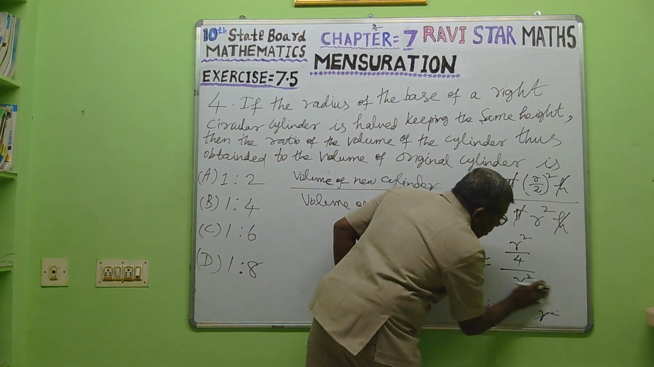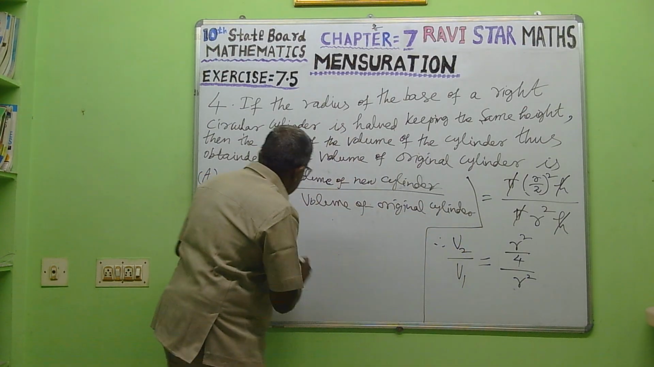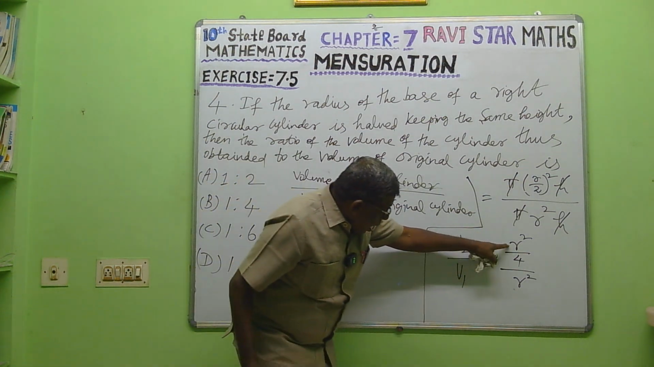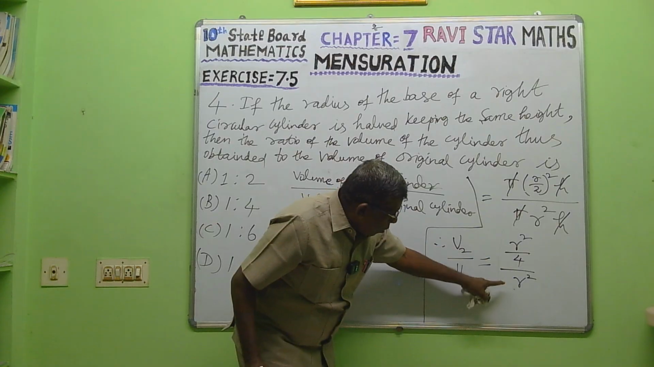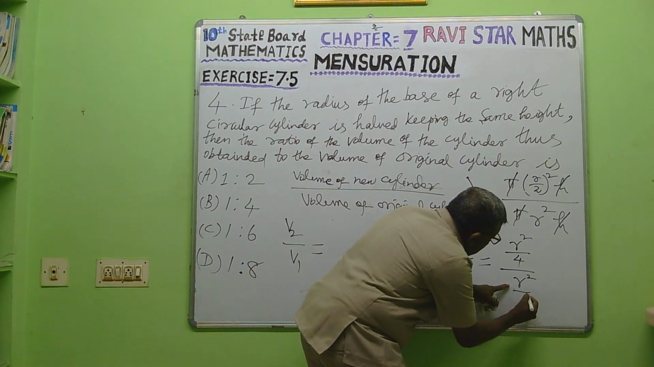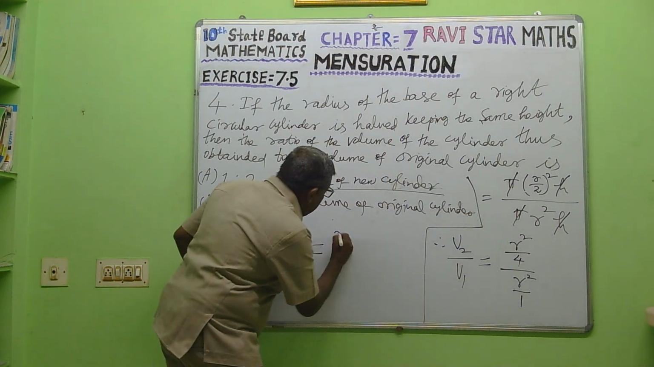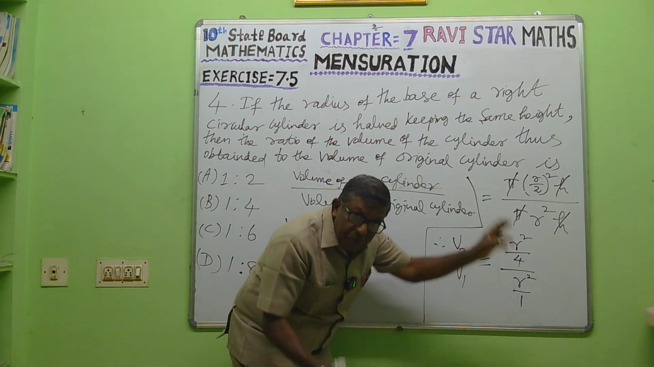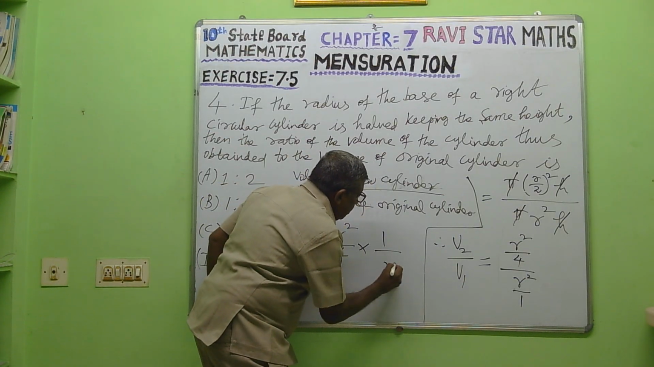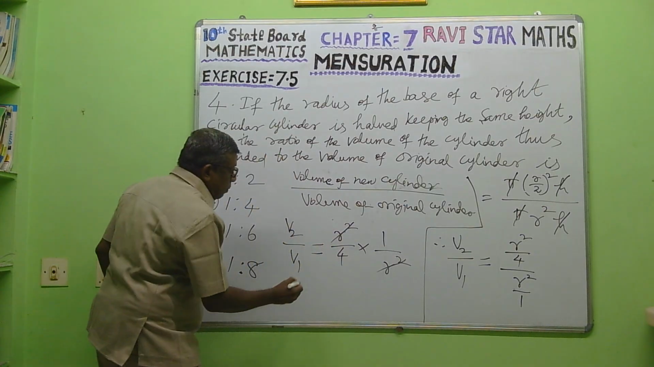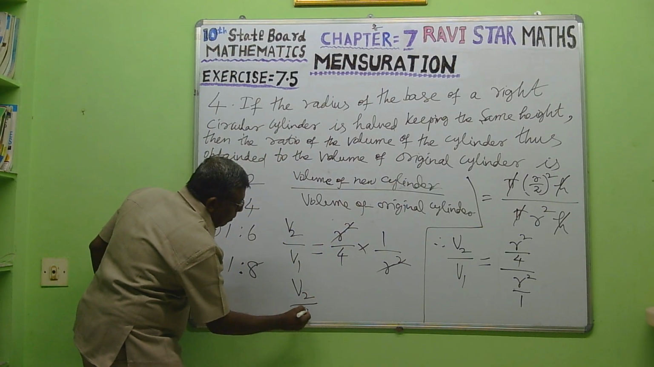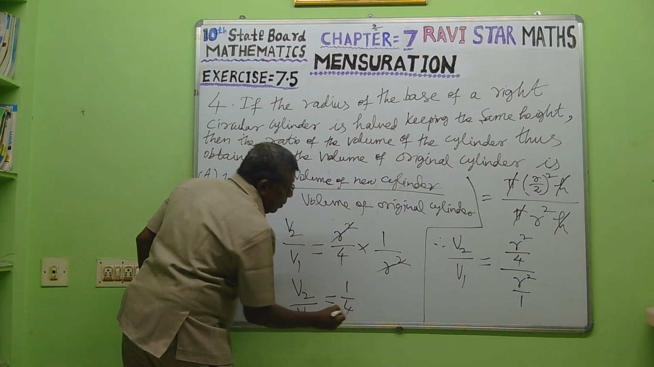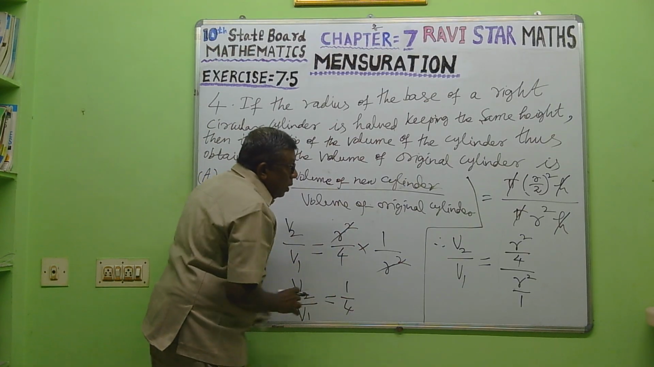இந்த ஸ்டெப்பை நான் இங்கே போடுறேன். Therefore V2 by V1 equal to r squared by 4 by r squared. r squared கீழே r squared by 1 எழுதலாம். அப்போ r squared by 4 into இந்த r squared by 1 மேலே போச்சுன்னா 1 by r squared. இந்த r squared cancel. அப்போ V2 by V1 equal to 1 by 4, which is equal to 1:4.